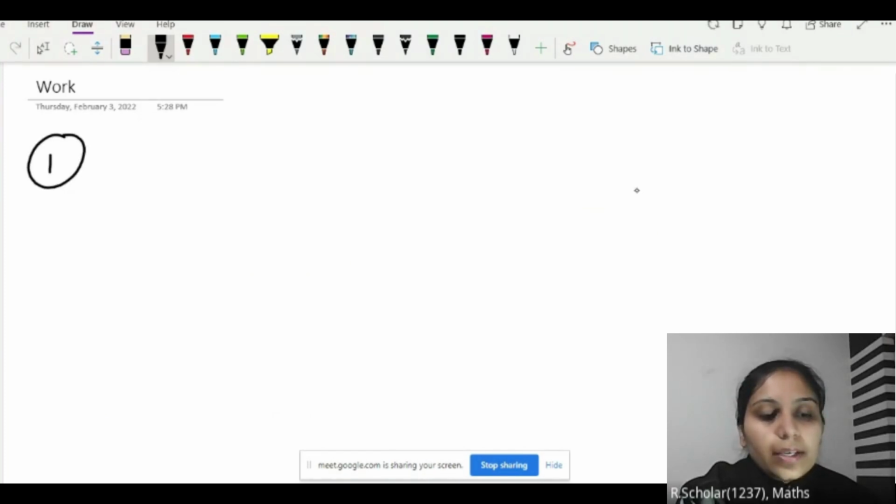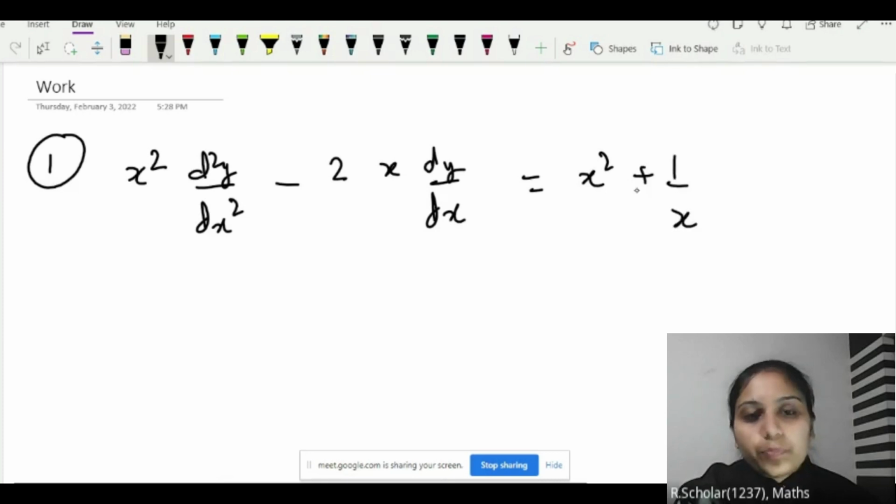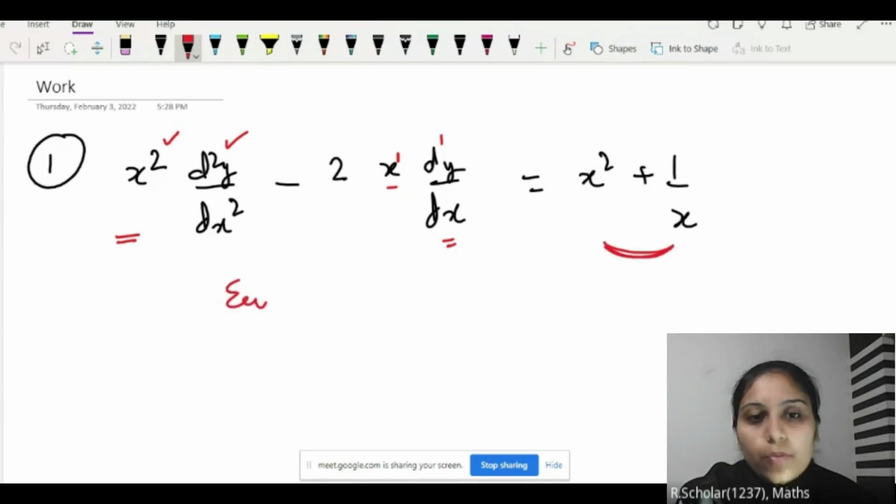So we are taking an example. Solve the differential equation x square d2y upon dx square minus 2x dy upon dx is equal to x square plus 1 by x. Here we can see we have equation where x power 2 and d2y upon dx square. Here x power 1 and the differential order is also 1. And this is a non-homogeneous part. So this type of equation is Cauchy-Euler equation.